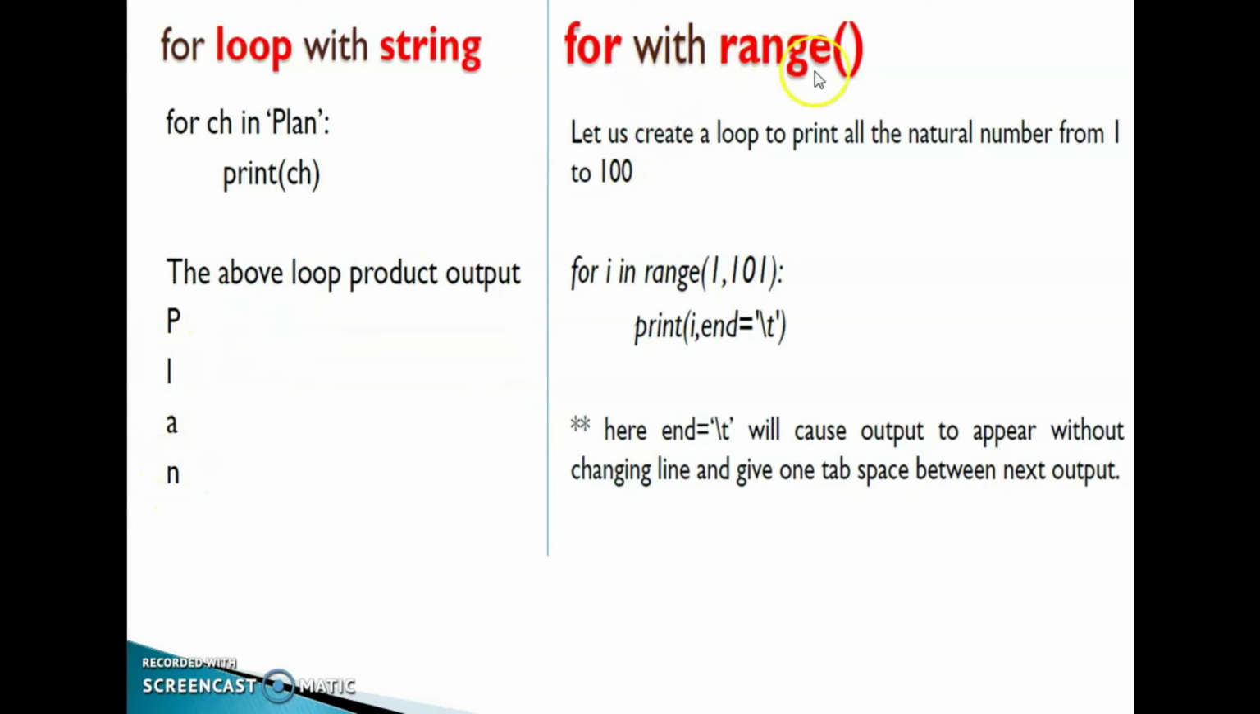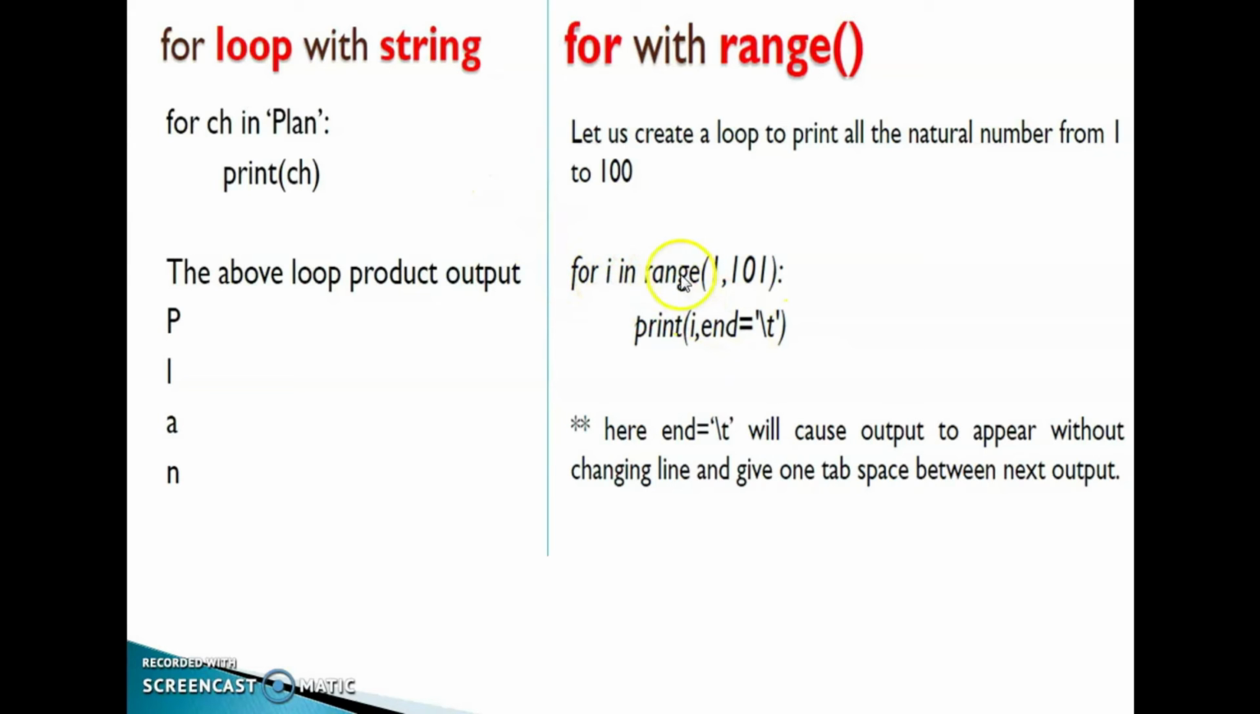Then for with the range function. Let us create a loop to print all the natural numbers from 1 to 100. For i in range(1, 101). We need 1 to 100. Upper limit minus 1. That is why here we specified 101. Okay. Colon. Print(i, end="\t"). \t for tab.